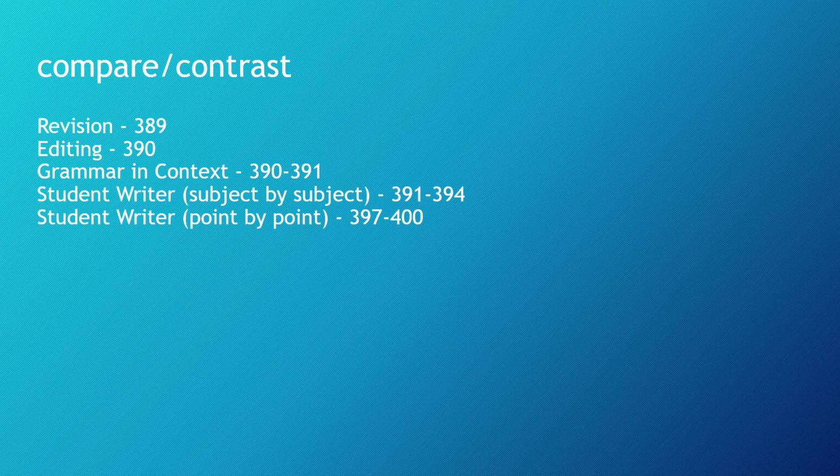There is a student writer section in this chapter as well, but there are two, because it's two different types of compare-contrast essays. The first type is subject by subject on page 391. The subject by subject essay was written by an author named Mark Cothern, and it's a subject by subject comparison where the instructor asks students to write an essay comparing two educational experiences. So what he does is he discusses discrimination in multiple educational experiences.